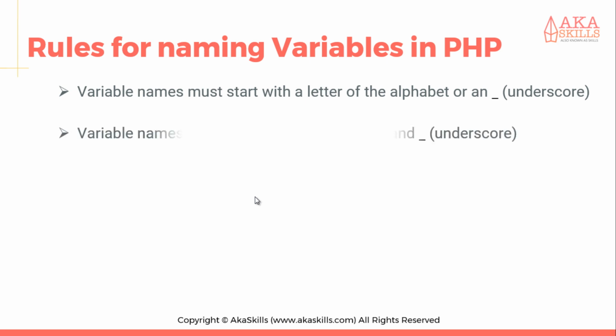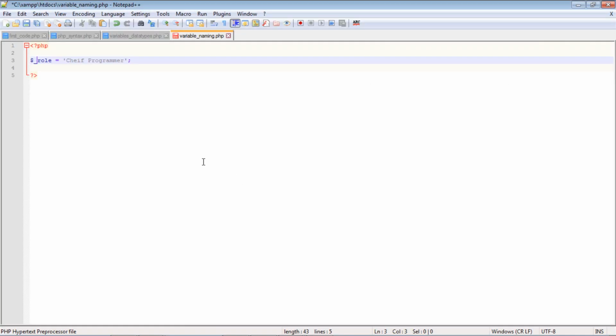Now the second rule is that variable names can only contain small letters a to z, capital letters A to Z, numbers from 0 to 9, and the underscore. These are the only valid characters that PHP would recognize in a variable name. For example, you could say role1, for example. This is also acceptable. You could say chief role1, it's also acceptable.